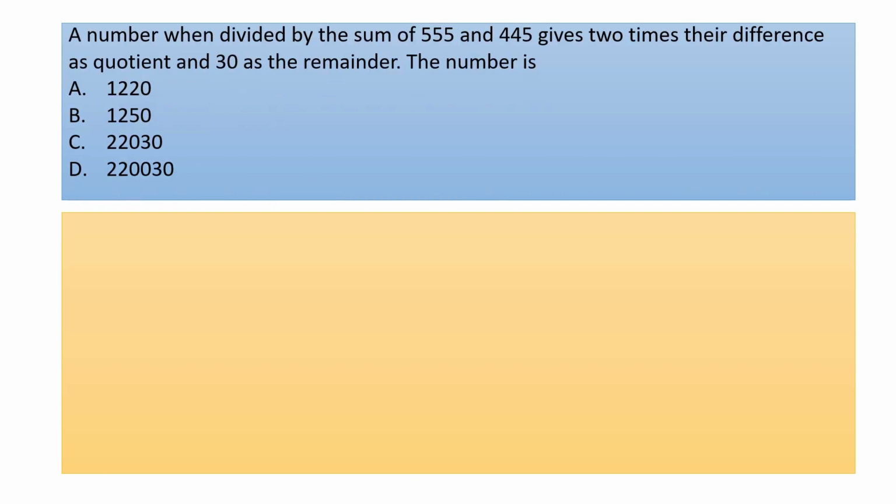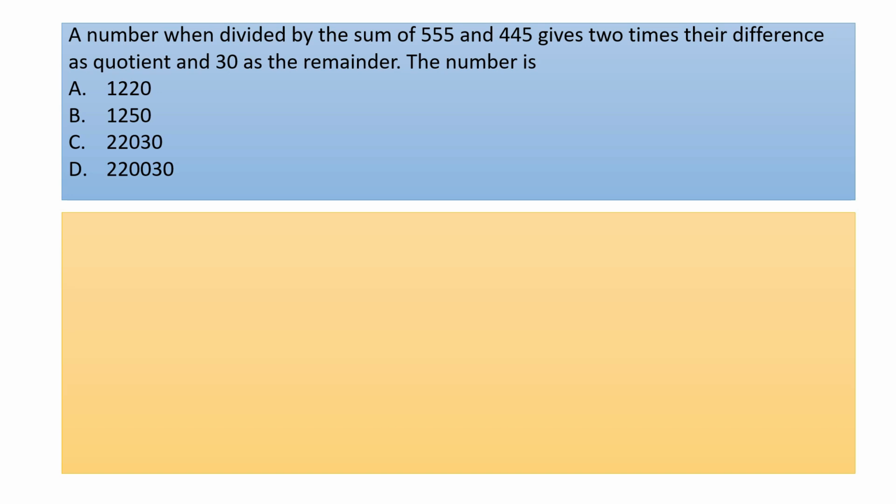Let's move on to the next problem. I'm reading the problem statement. A number when divided by the sum of 555 and 445 gives 2 times their difference as the quotient and 30 as the remainder. The number is, they have given 4 options: 1220, 1250, 22030, 220030.